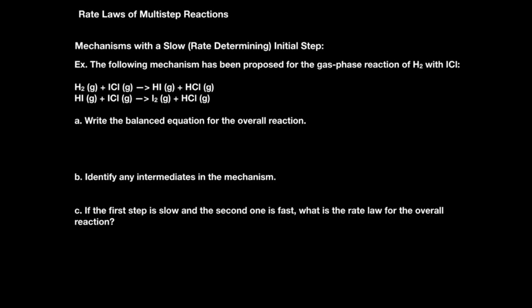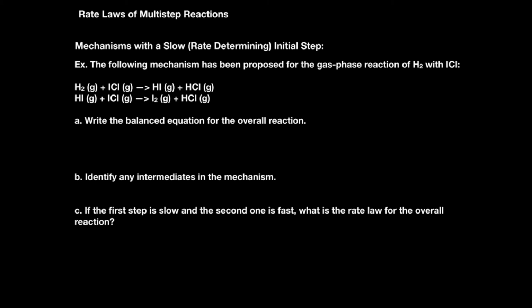So if I have a multi-step reaction, which consists of at least two different elementary steps, there are two different ways of determining the rate law. The first one is if your first step is the slow step, or what we call the rate determining step. So let's look at this example. Here, I give you two different elementary steps. Hydrogen reacts with ICl to produce HI and HCl. That's the first step. And then HI plus ICl produces I2 and HCl.